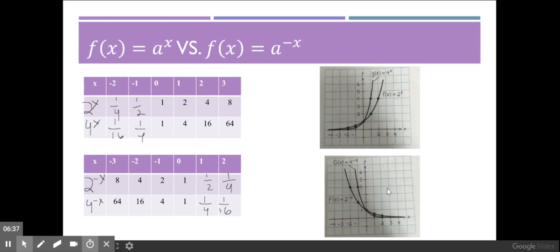Alternately, when the exponent is negative, the function decreases. This is going to be a reflection. And the base of 4 to the negative x, once again, is closer to the y-axis because it's decreasing more rapidly.